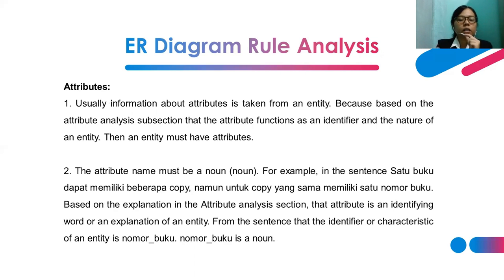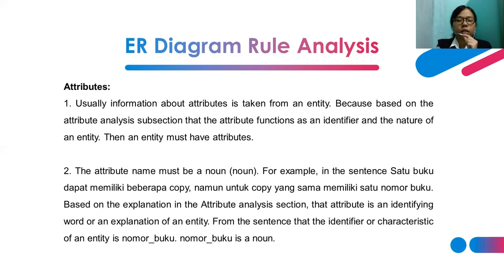And the second is attribute. Usually, information about an attribute is taken from an entity, because based on the attribute analysis subsection, the attribute functions as an identifier and describes the nature of an entity. Then an entity must have attributes. The attribute name must be a noun.